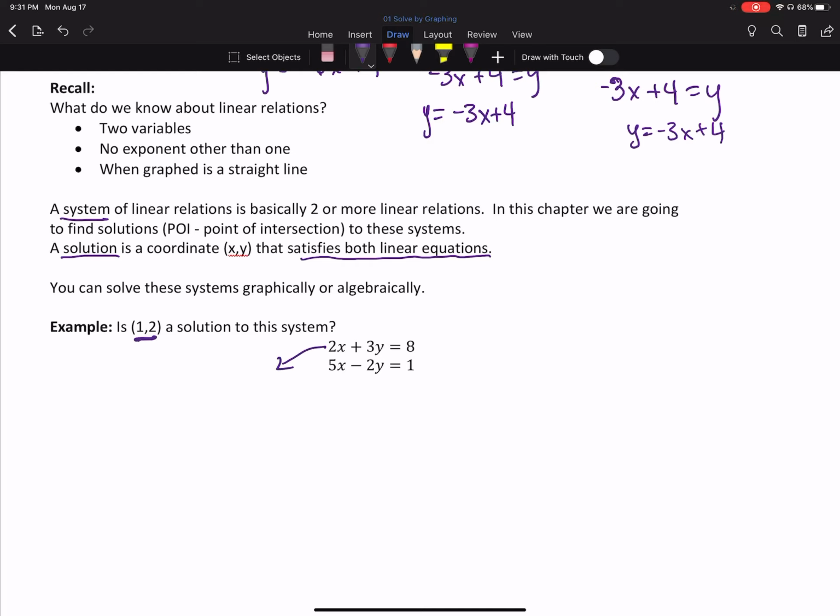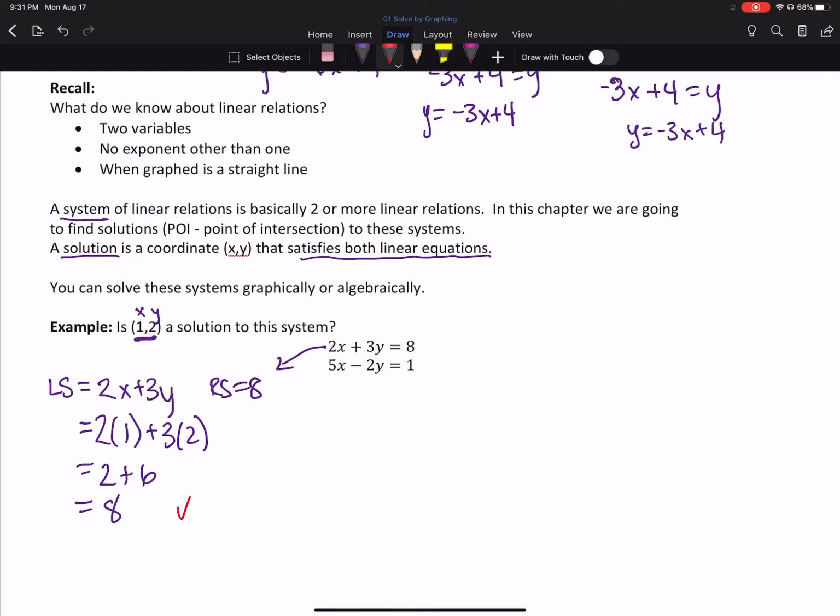So we are going to check this first equation. If we look at the left side, that's 2x plus 3y. And we know the right side is supposed to be 8. So if I sub in 1 for x and 2 for y, so there's 2 times 1 plus 3 times 2, I should get 8. 2 plus 6 is 8. Awesome. So that means that yes, 1, 2 is a solution for equation number 1. We'll call this 1 and we'll call this 2.